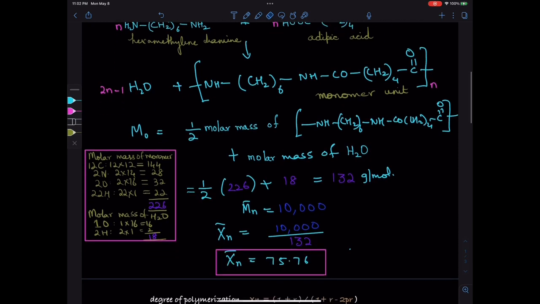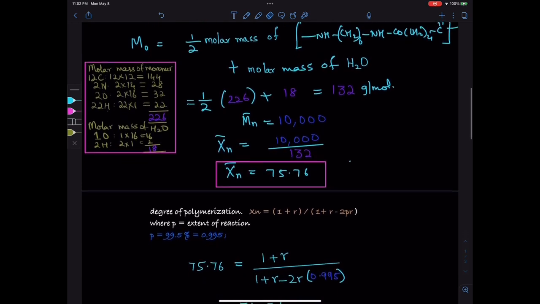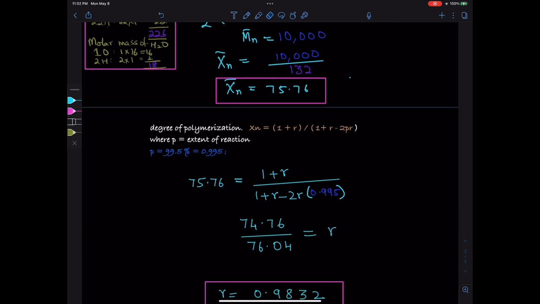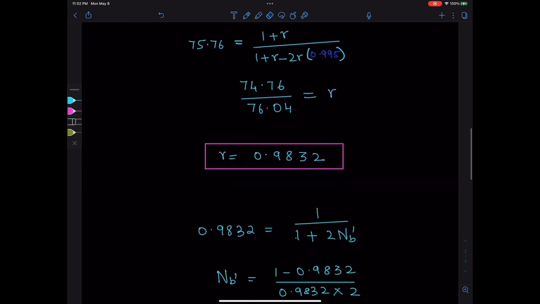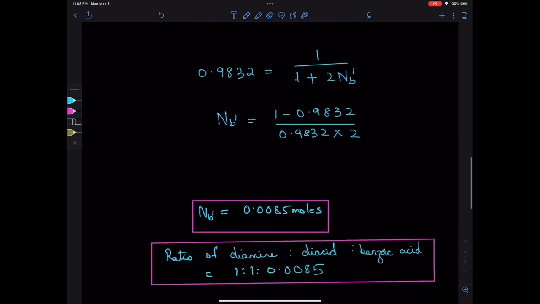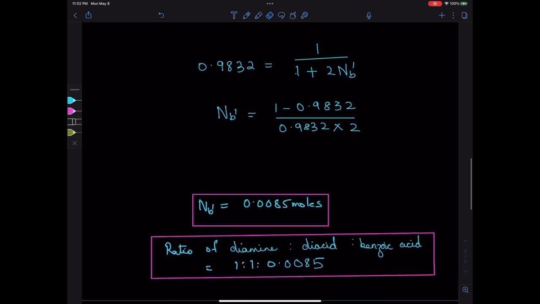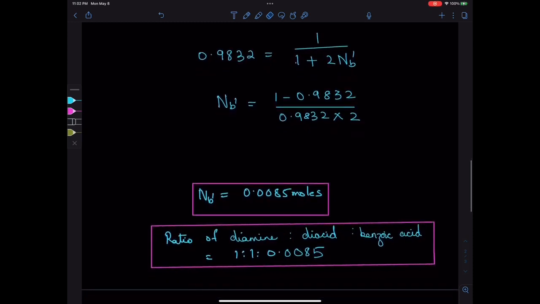Now Xn is equal to Mn over M0, so it's 10,000 over 132, which is 75.76. Degree of polymerization is also given as 1 plus R over 1 plus R minus 2pR, where p is the extent of reaction. Extent of reaction is 0.995, so plugging this, we get R is equal to 0.9832. Nb prime is equal to 1 minus 0.9832 over 0.9832 times 2, so Nb prime is 0.0085 moles. So the ratio of diamine to diacid to benzoic acid is 1:1:0.0085.